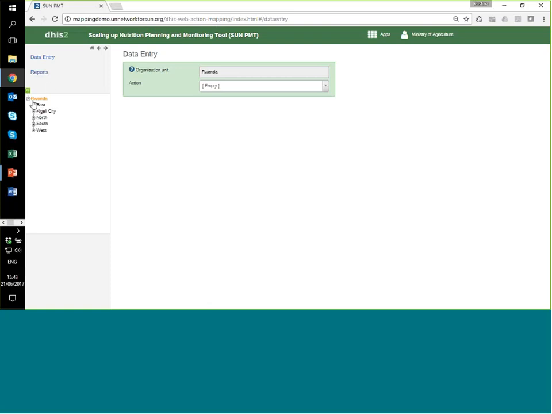In order to do this, we will select a province. This allows us to later on, as you will see, enter data at the district level. After selecting a province, or the province where we want to enter data, we will select the action.